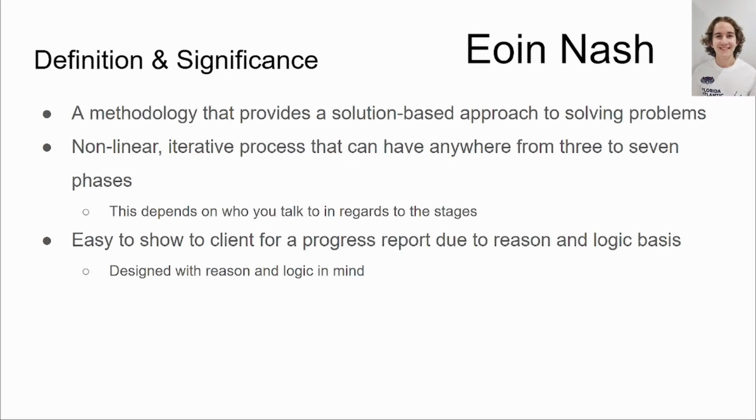So let's get started with the definition and the significance of design processes. Typically, the definition would be a methodology that provides a solution-based approach to solving problems. It's a nonlinear and iterative process that can have anywhere between 3 to 7 phases. Typically, this depends on exactly who you're speaking to because there can be additional ones. However, for future reference, we only narrowed it down to 5.